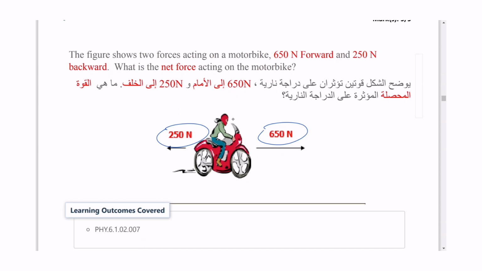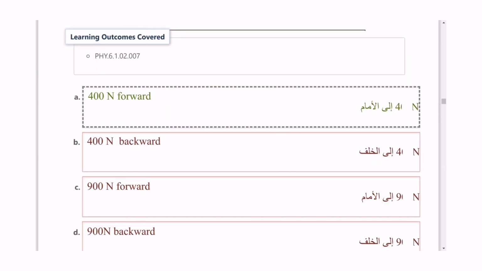If two forces are acting in the opposite direction, to find the net force, you need to find the difference between the forces. So 650 minus 250, that is equal to 400 Newton. To which direction is the resultant? Resultant force will always be along the direction of the greater force. So the resultant force is to the right side. So 400 Newton forward.